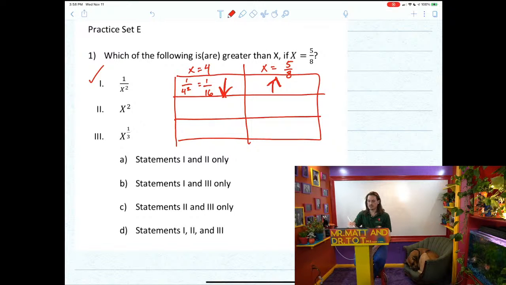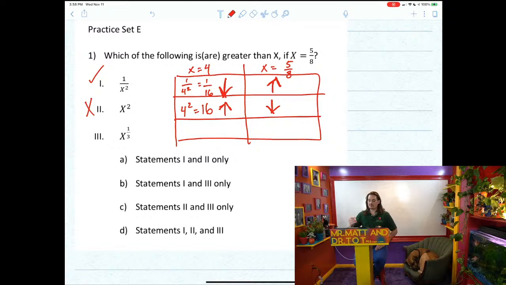Statement 2, if I put in 4 to x squared, a number greater than 1, I get out 16. That's definitely an increase from 4 to 16. So if a number is in between 0 and 1, the opposite is going to occur. That's going to decrease or be less than the original value. So I know that statement 2, x squared, has to be false, because if the number is in between 0 and 1, it's going to go down.